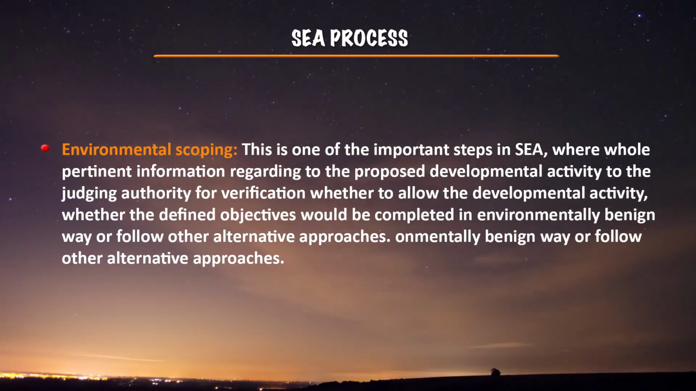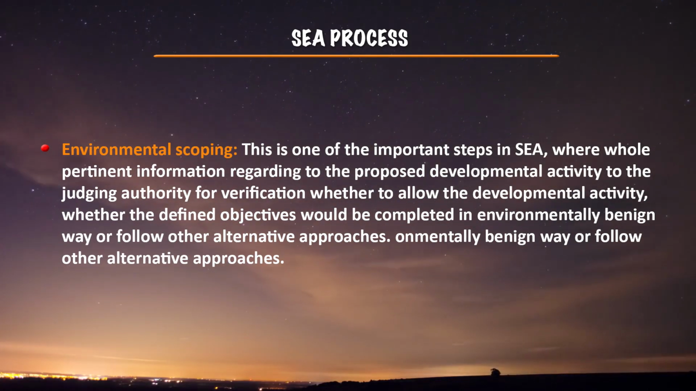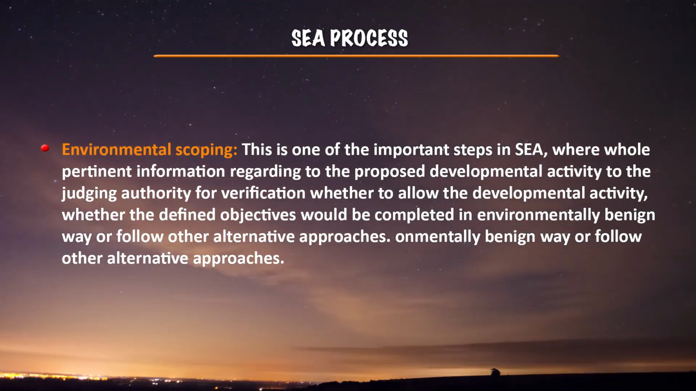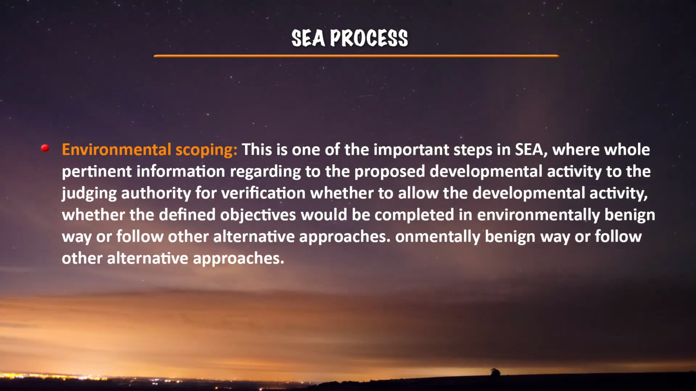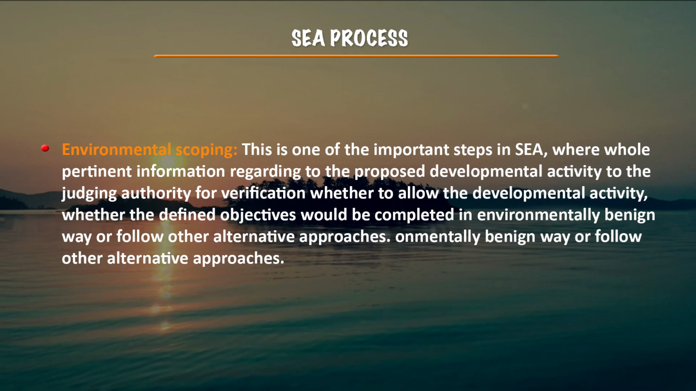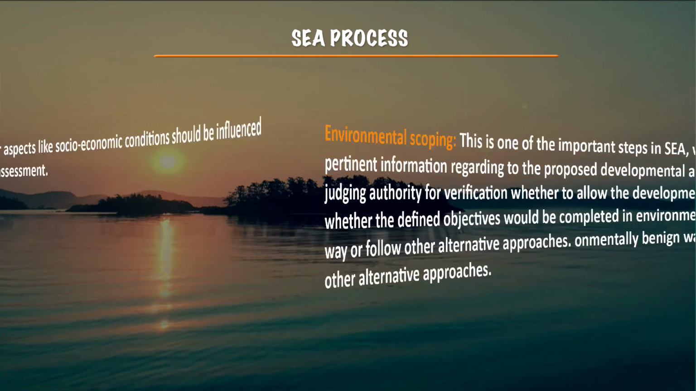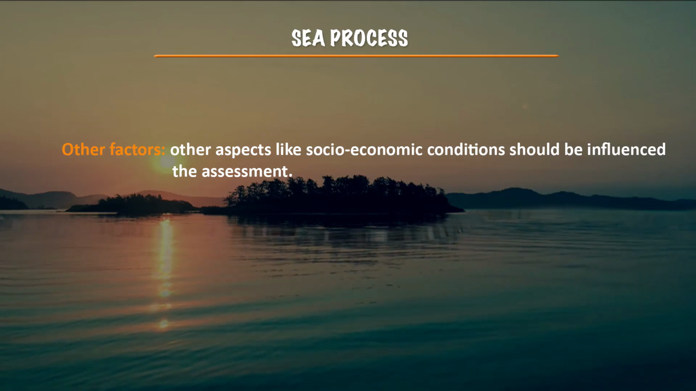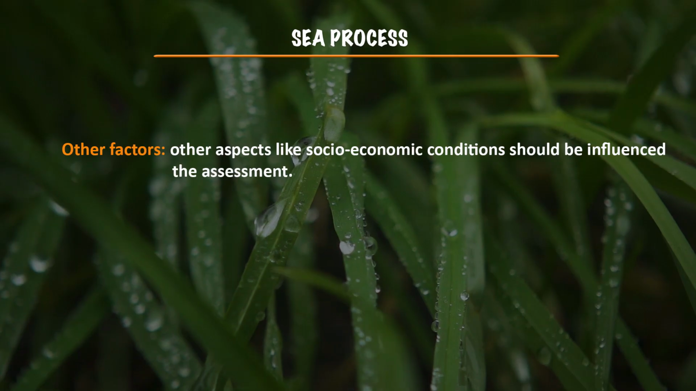The third step involves environmental scoping. This is one of the important steps in the SEA, where all pertinent information regarding the proposed developmental activity goes to the judging authority for verification whether to allow the developmental activity, or whether to define objectives that would be completed in an environmentally benign way, or whether we can follow other alternative approaches. Other factors in this procedure, like socio-economic conditions, should also influence the assessment.